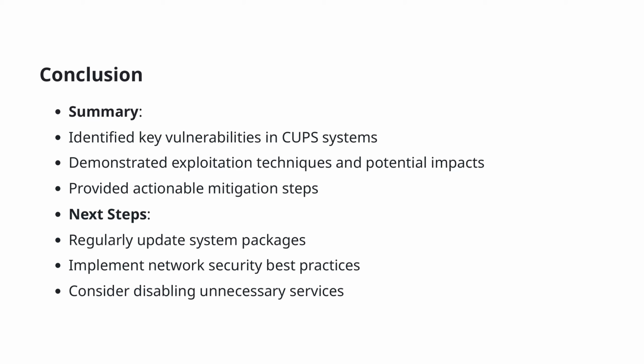In conclusion, we have identified the critical vulnerabilities in CUPS systems, demonstrated exploitation techniques, and discussed the potential impacts. Importantly, we've provided actionable mitigation steps. As next steps, it's vital to regularly update your system packages and implement robust network security best practices. Additionally, consider disabling unnecessary services to further minimize risks. This holistic approach ensures a secured and efficient CUPS environment.